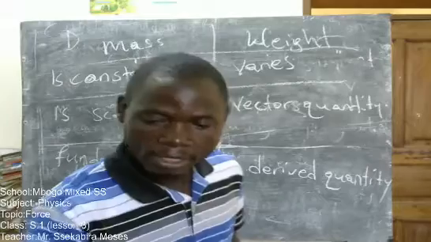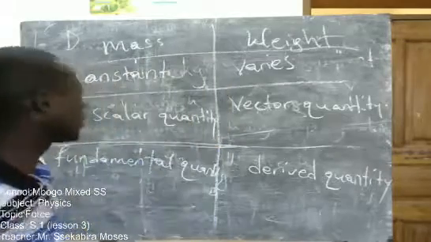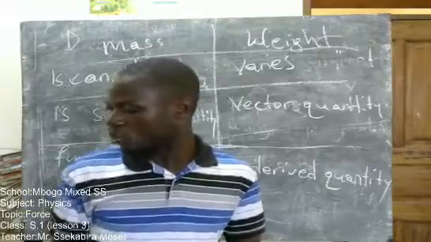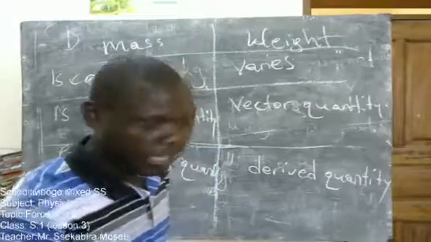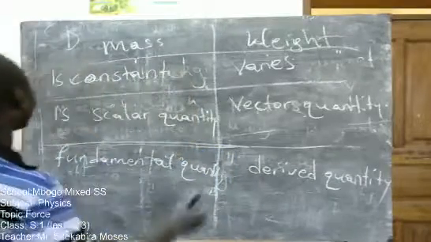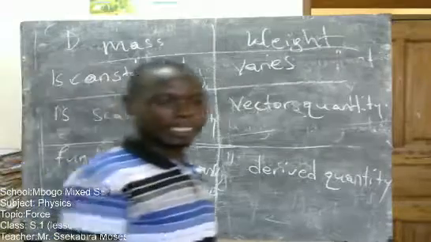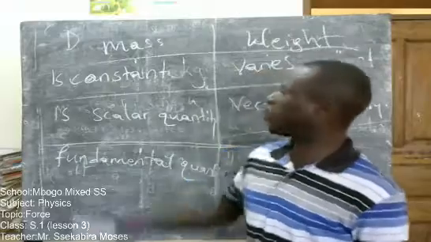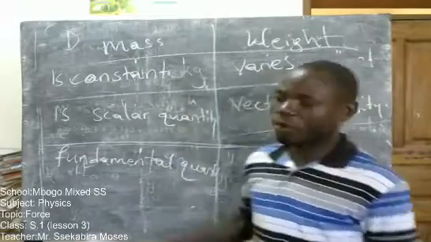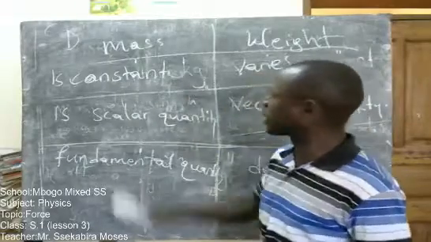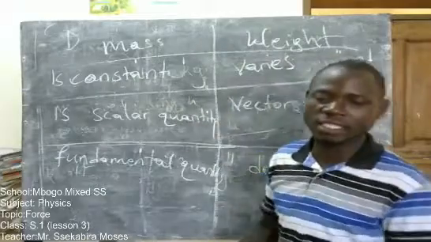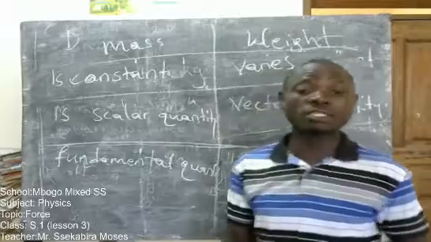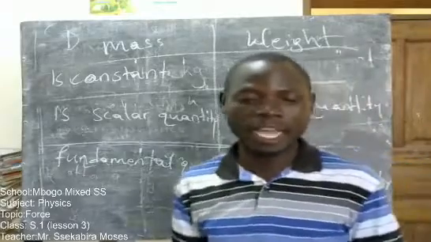Now, the next assignment which was given to you was to give the reasons, or to explain, one of the differences between mass and weight which you gave. One of them, which is very important, is that mass is constant while weight varies. It changes from one place to another.